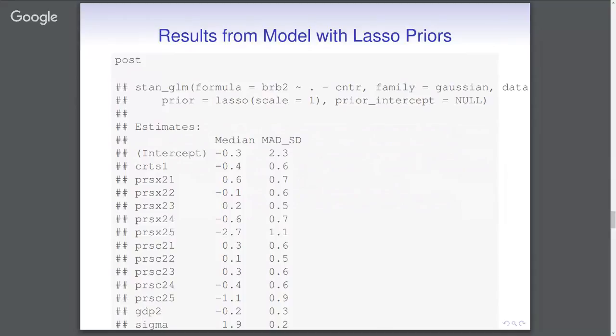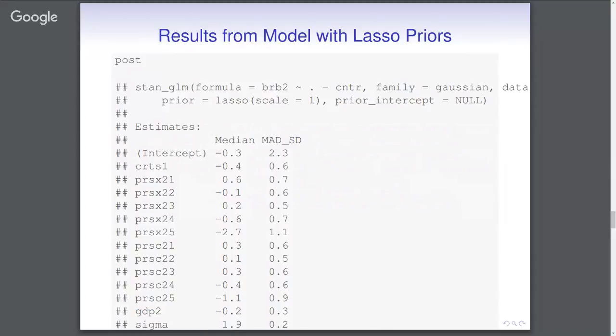So the median of the posterior distribution of the intercept is -0.3. By default it just rounds to 1 digit. You can ask for more digits if you want. The GDP variable, its median of the posterior distribution for that coefficient is -0.2. The median of the posterior distribution for sigma is 1.9, etc.